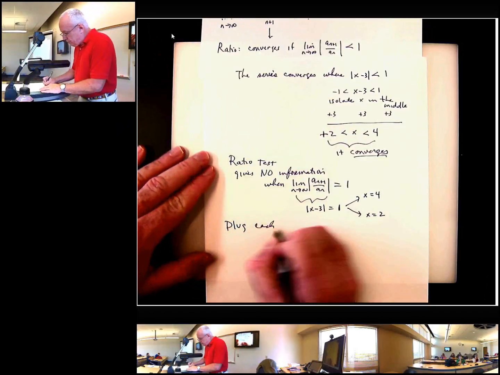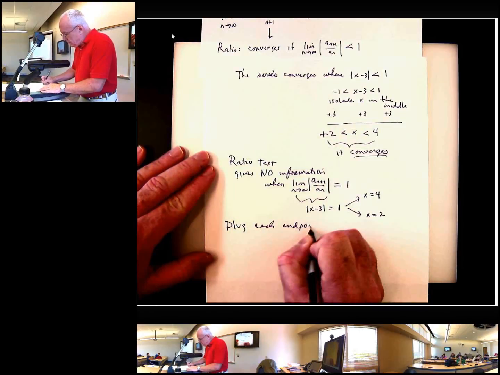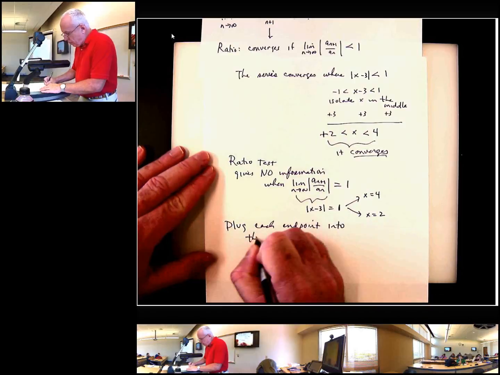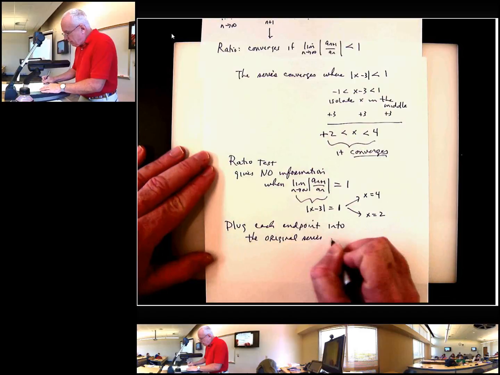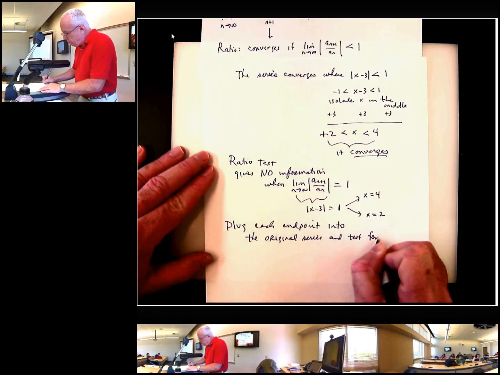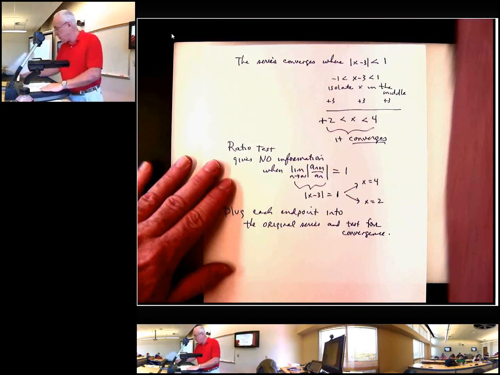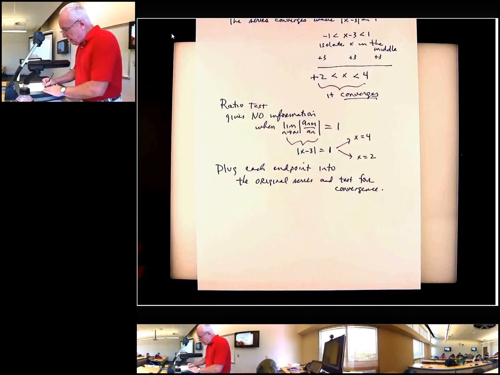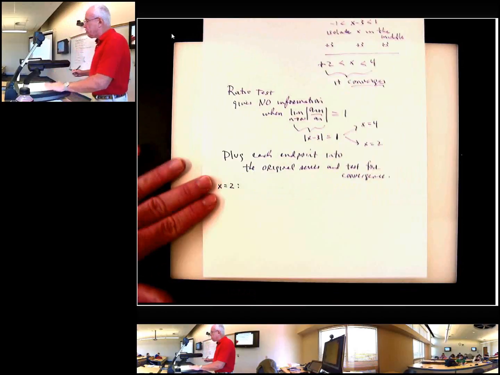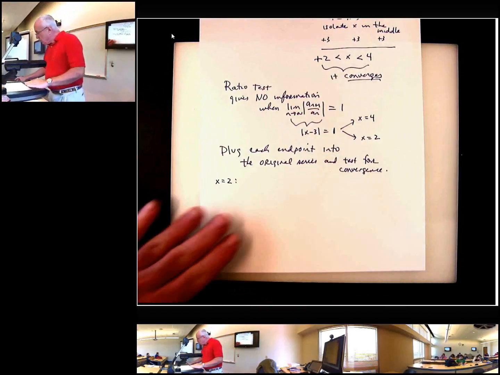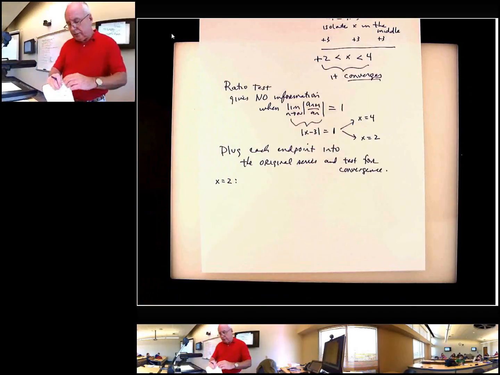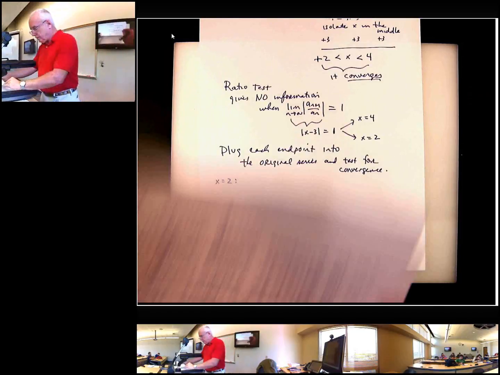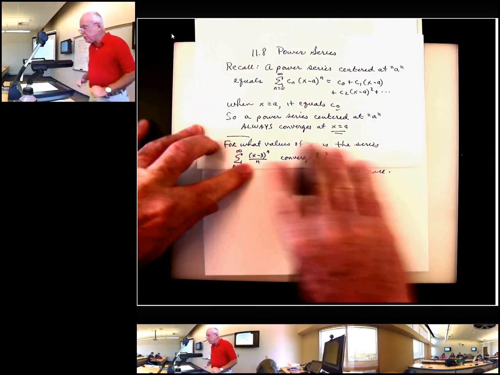Plug each endpoint value into the original series, and test for convergence. So we'll see how this works here. All right, so first let's look at the one endpoint, x equals 2. We're going to plug this into our series here. This was our original series right up here, x minus 3 to the n power.